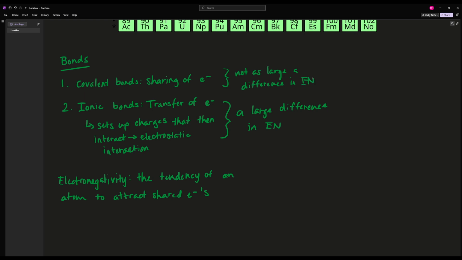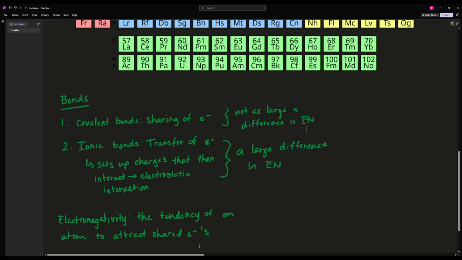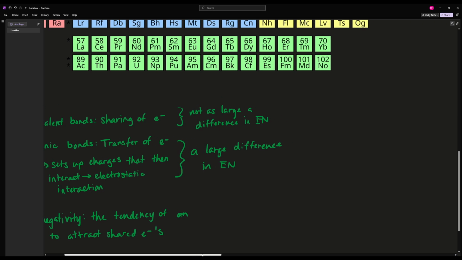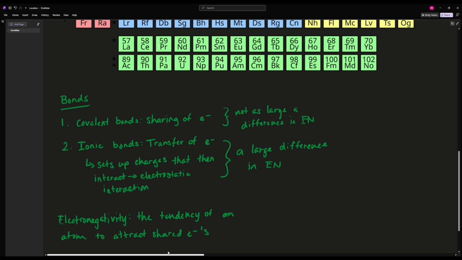And now we're able to distinguish between our covalent and ionic bonds. If we see a very large difference, maybe something like sodium and chloride, we're thinking ionic bond. If we see a very small difference, we're thinking a covalent bond. But what about in the middle? Well, we can't really account for that for these two types.